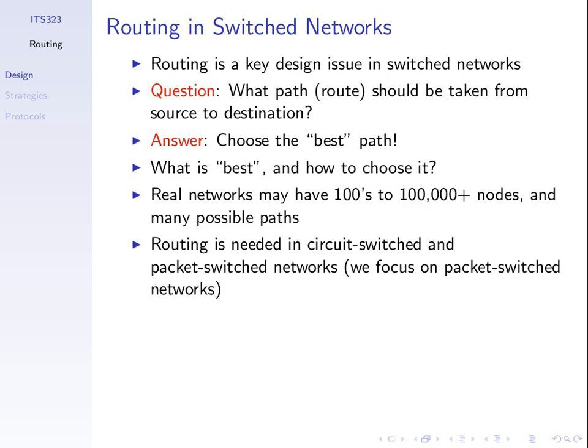Well, what is best? We need different performance metrics to measure, or we can select from different performance metrics to measure what is best. It's up to the user or the network operator to select what they consider to be the best. Is it the shortest number of hops, or is it financial cost, or something else?